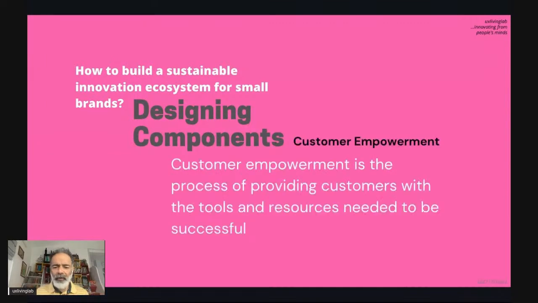What is the definition of empowerment? Customer empowerment is the process of providing customers with the tools and resources needed to be successful. So whatever the customer asks or needs to take the decision, we have to provide. That is customer empowerment. Sometimes knowledge, sometimes comparison. Think about the different ways customers will look into it. I will come to those stages later.